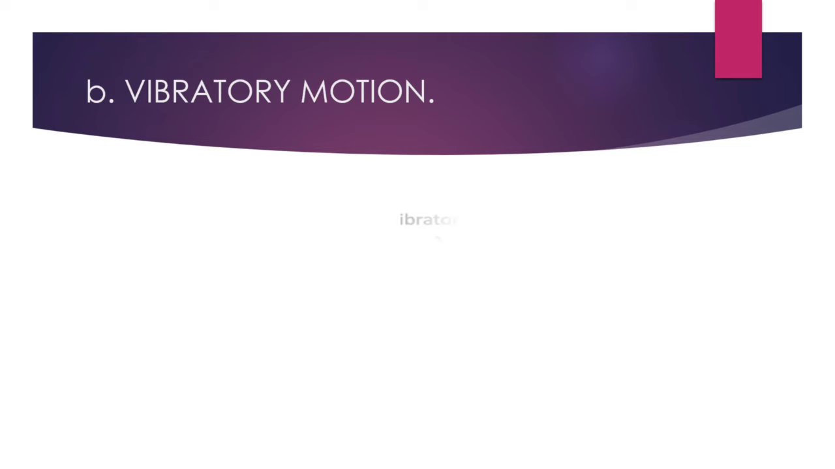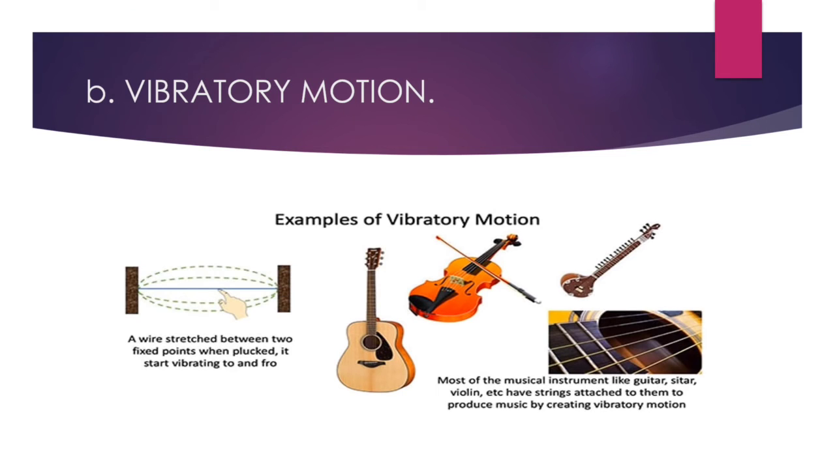Second, vibratory motion. A wire stretched between two fixed points, when plucked, starts vibrating to and fro. Most of the musical instruments like guitar, violin, etc. have strings attached to them to produce music by creating a vibration.